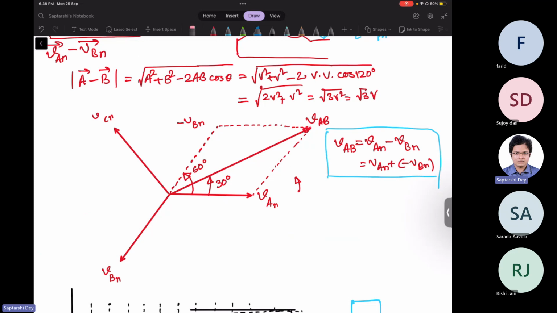Okay, let me write. Do not get confused. Say if you have the phase sequence ABC, so if VAN, VBN, VCN is the sequence, all lagging each other by 120 degree, then VAB, VBC, VCA will be the sequence, all lagging each other by 120 degree. Okay, so if VAB is leading VAN by 30 degree, we should have VBC here leading VBN by 30 degree.